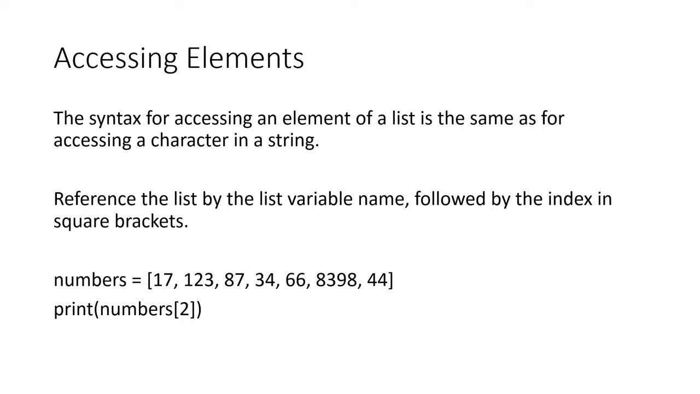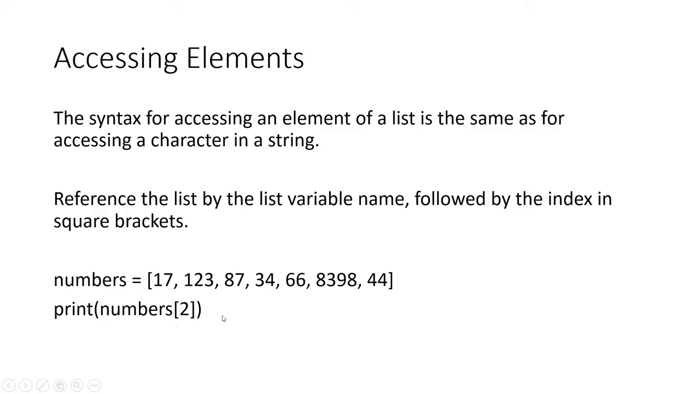If you want to access a single element directly, there's a special syntax for that, and it's the same syntax that we use to access a character in a string. First, we have to reference the list by the list variable name, followed by the index in square brackets. So for example, if we create a list of numbers and set that equal to 17, 123, 87, 34, 66, 8,398, and 44, then we can use numbers with some index to retrieve an element from the list.